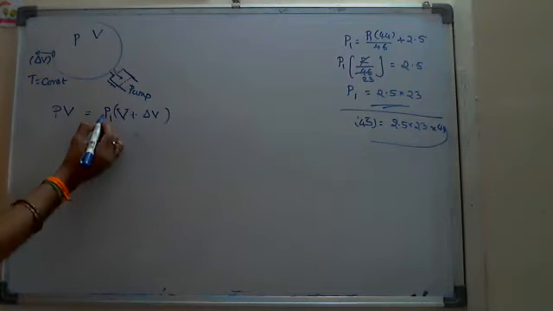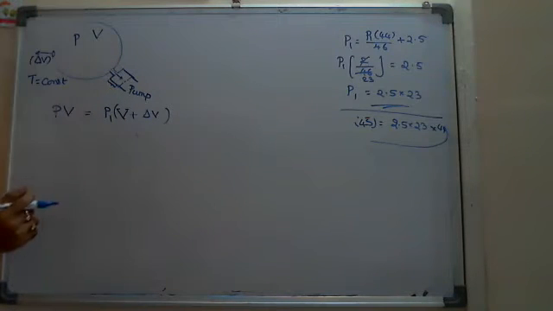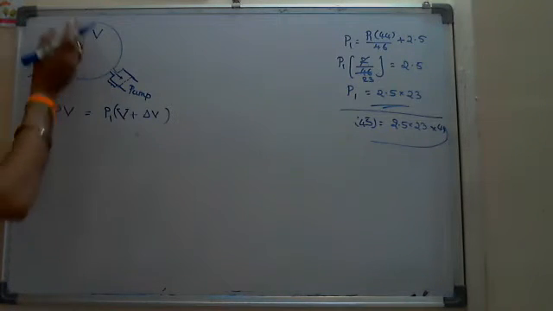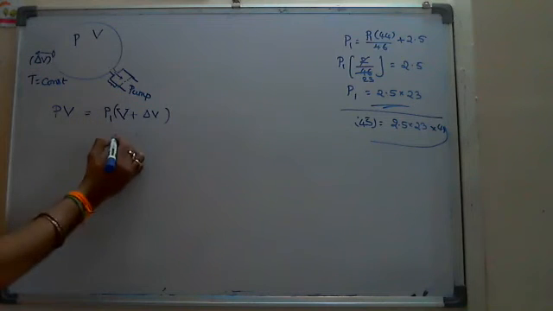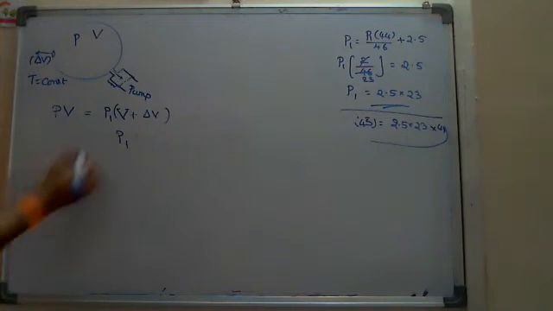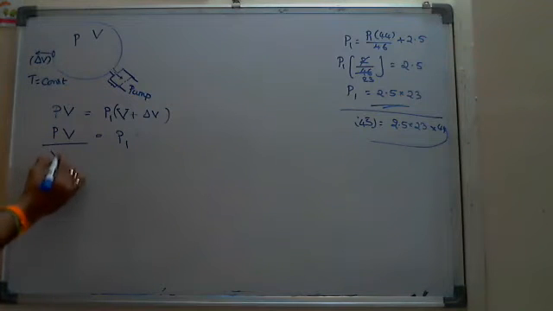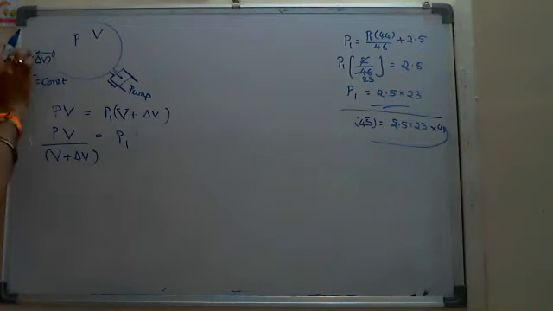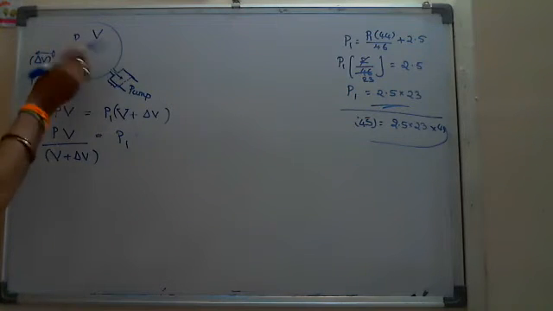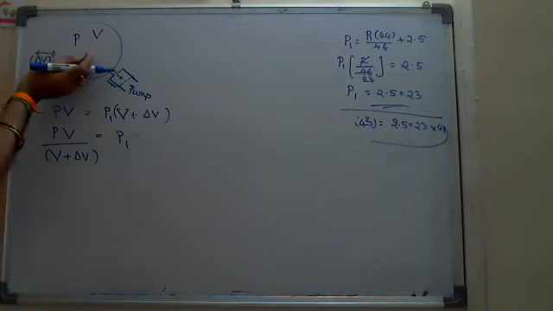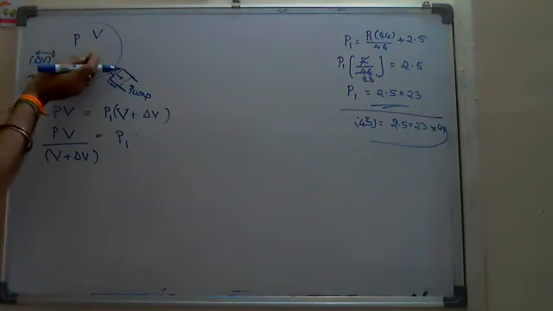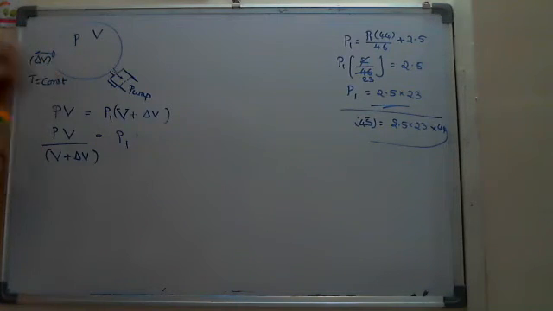At that instant, the pressure is P1. Now I am giving one stroke. At that instant, the pressure in the bulb, P1, is equal to PV by V plus delta V. So that volume will come out. What is actually happening is some air molecules or gas molecules are thrown out through this exit way, that is a hole. Through that it will come out.